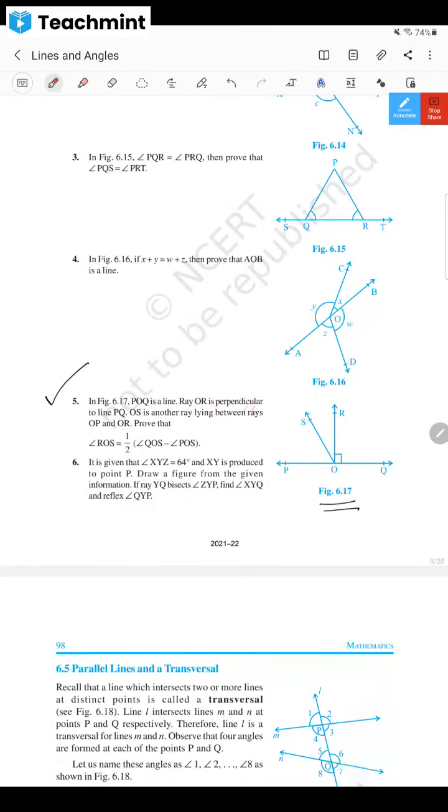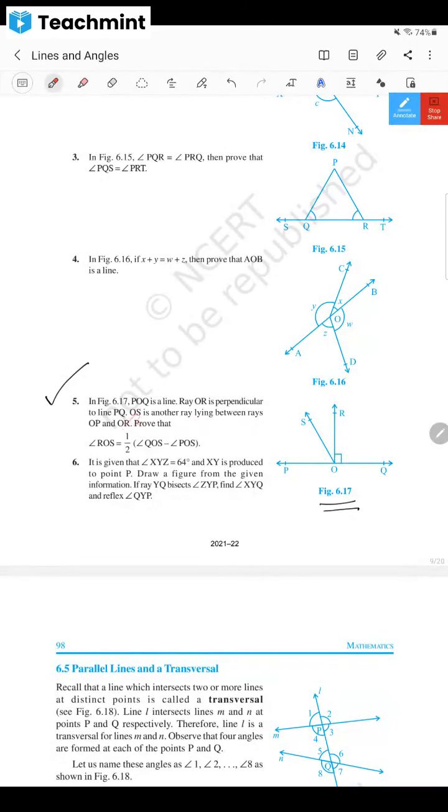Ray OR is perpendicular to line PQ. Whatever this ray OR is, it is perpendicular to this PQ. Perpendicular means this angle is 90 degrees. Sorry, not POQ, ROQ. ROQ is 90 degrees. If ROQ is 90 degrees, then ROP is also 90 degrees, right? That you can understand.